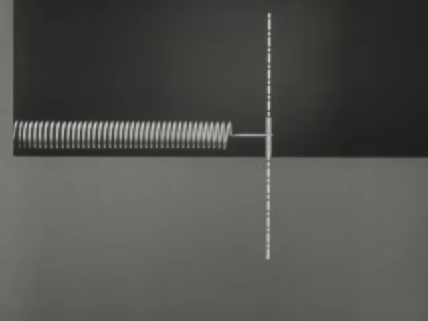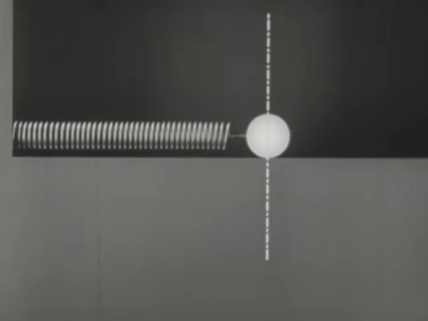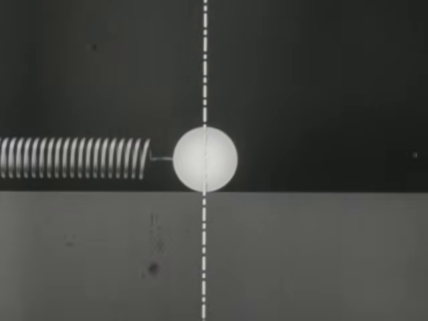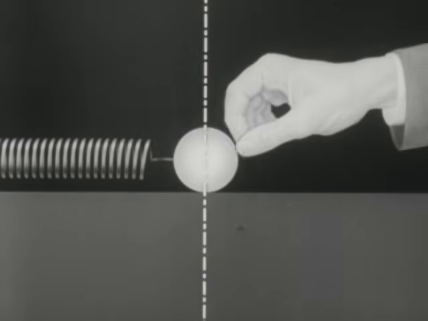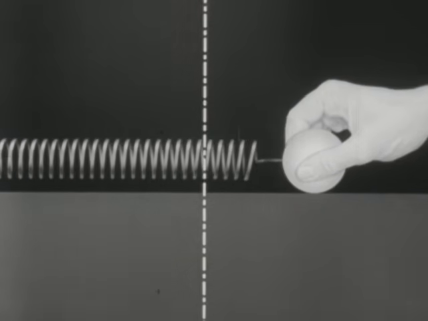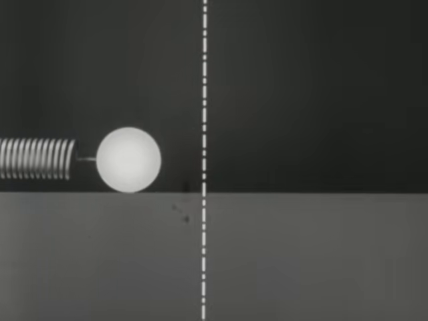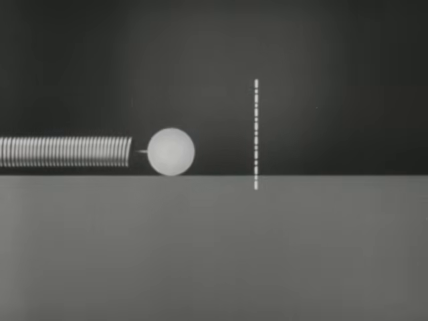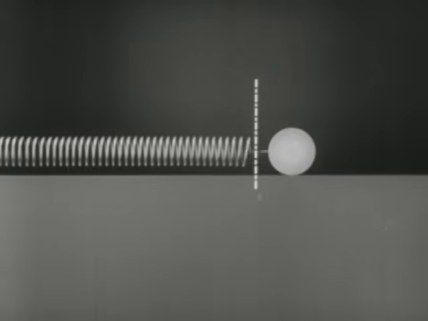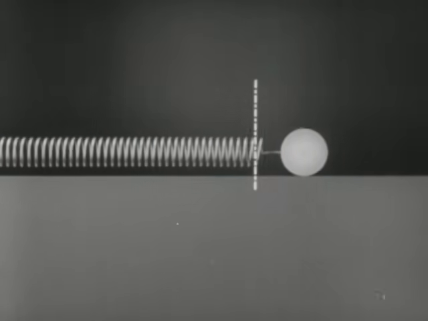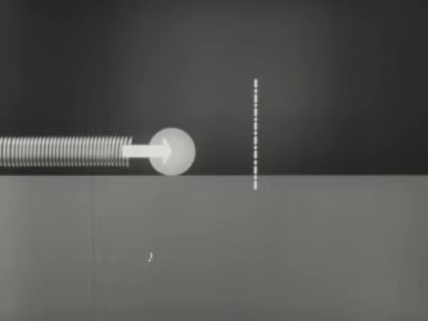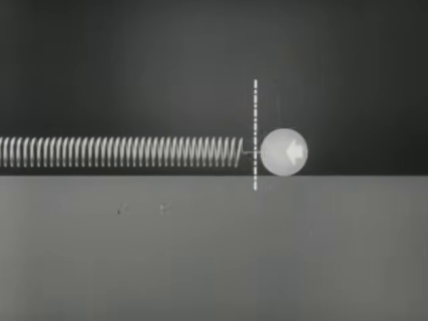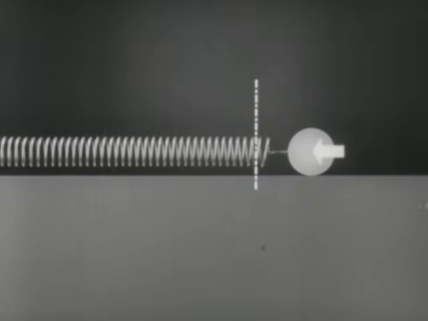Now let's attach a body to the spring and assume that it rests on a frictionless surface. If we set it into motion, the spring, due to its elastic nature, will exert a variable force upon the body. The spring alternately pushes and pulls. The force exerted by the spring is always in a direction opposite to that of the displacement.